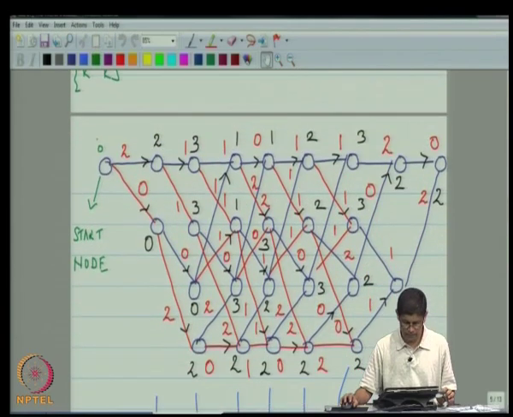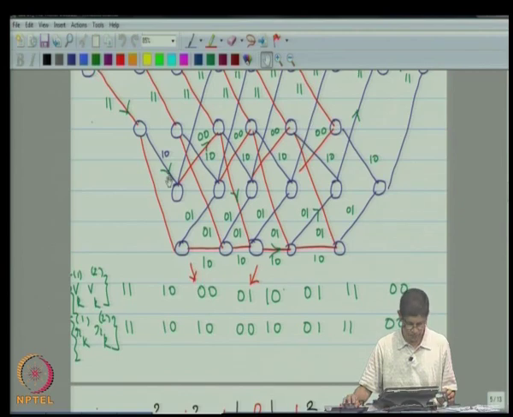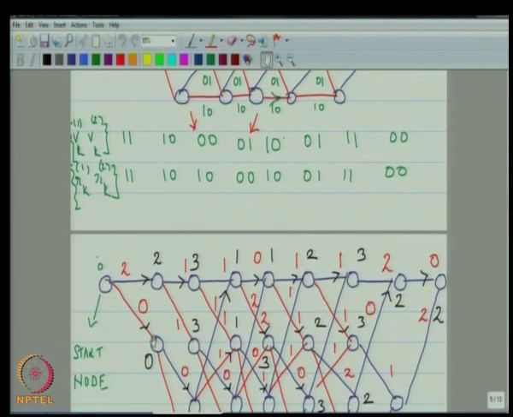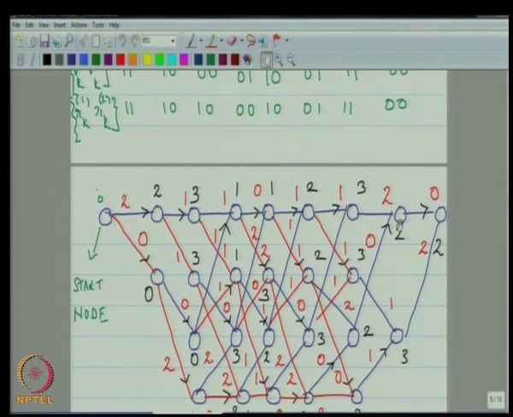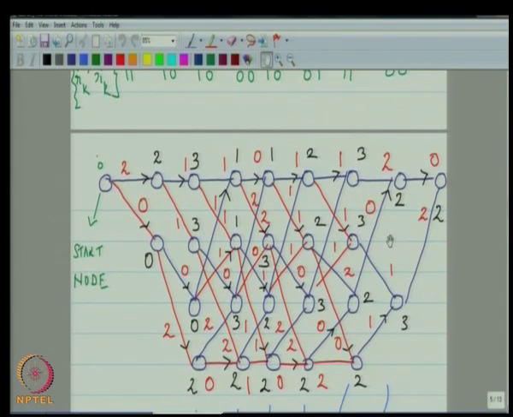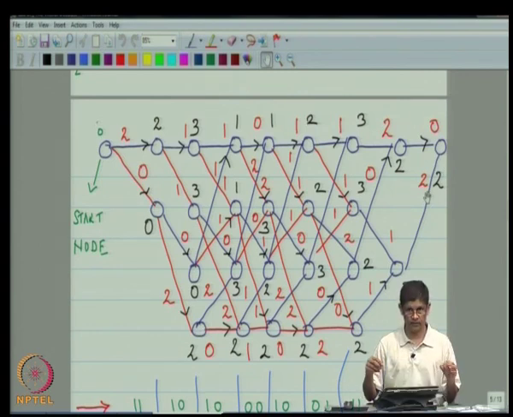And then what we did was we went back to the trellis and we labeled the trellis by actually listing the Hamming distance between the segment of the code word corresponding to a branch and the segment corresponding to the received sequence. So, for example, here we put 2, 3 and so on. In this way we were able to label every branch, and then from a brute force point of view, all that you had to do was examine all paths from the start node to the end node and then pick the one that is closest in Hamming distance to the received vector.